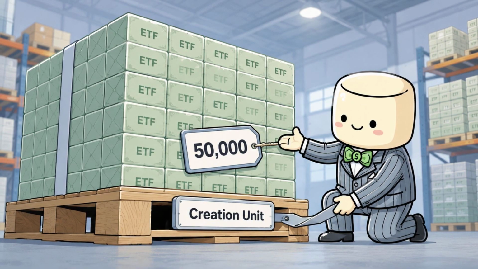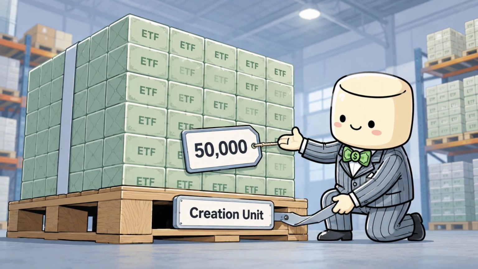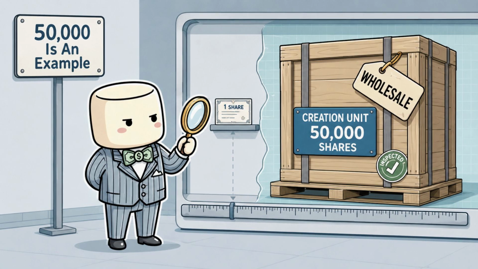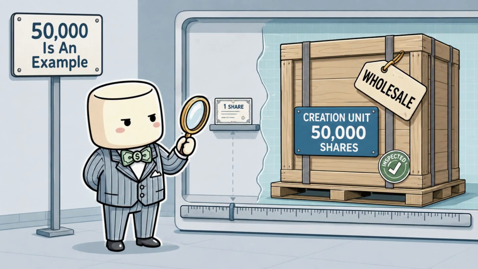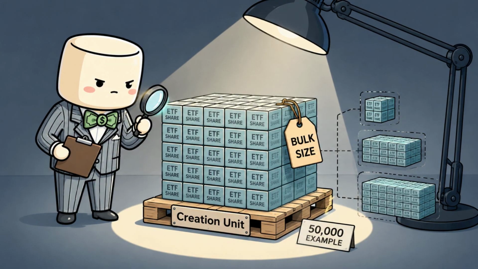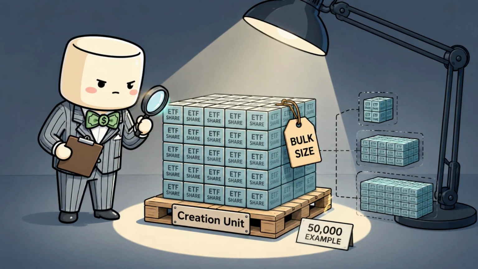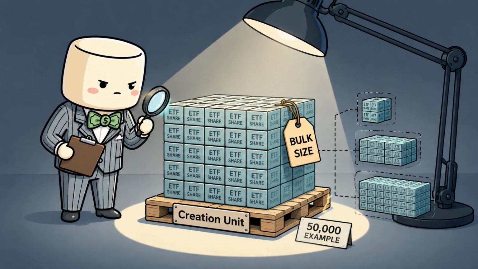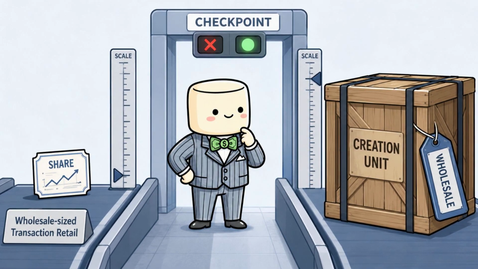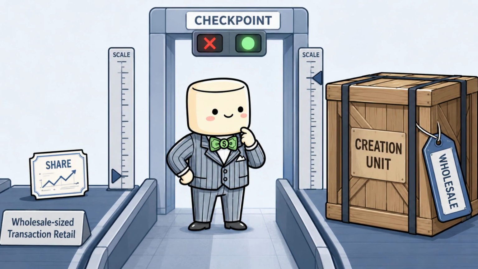A creation unit is a large block of ETF shares used in direct transactions with the ETF. The SEC Investor Guide gives 50,000 ETF shares as an example of a creation unit block. That does not mean every ETF creation unit is always exactly 50,000 shares. The size can vary. The point is that this is a wholesale-sized transaction, not a normal retail exchange trade.